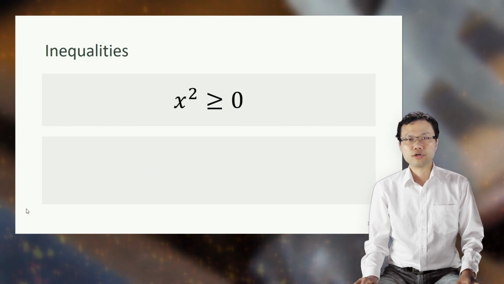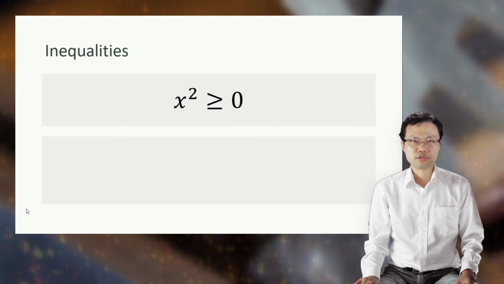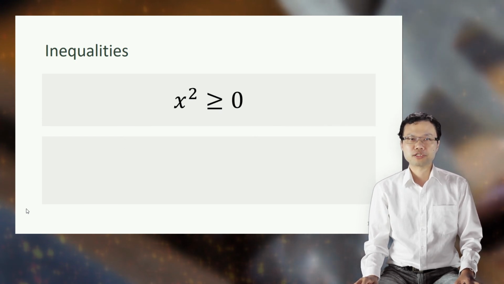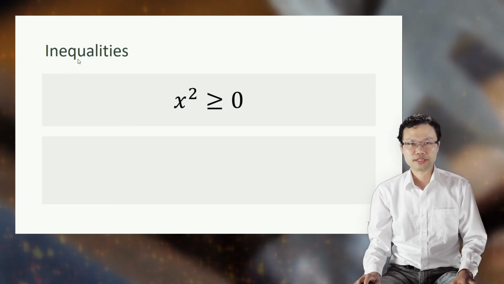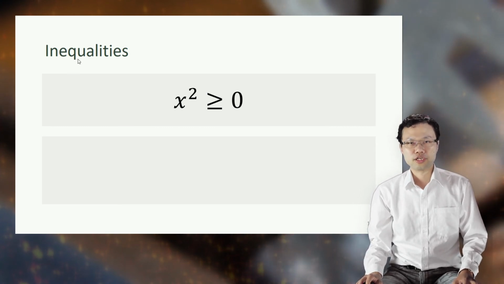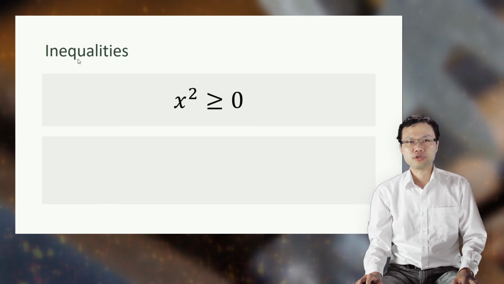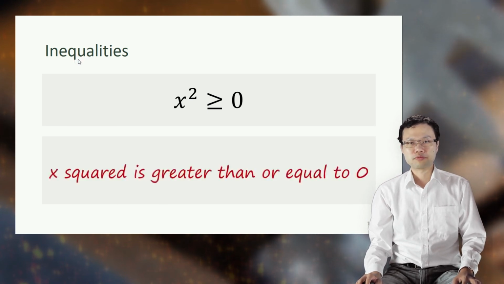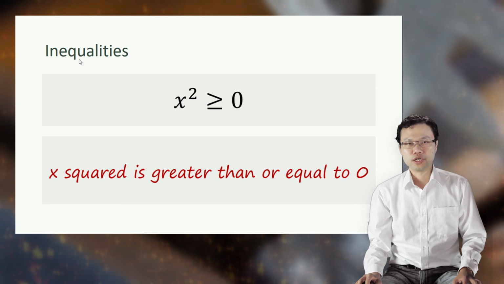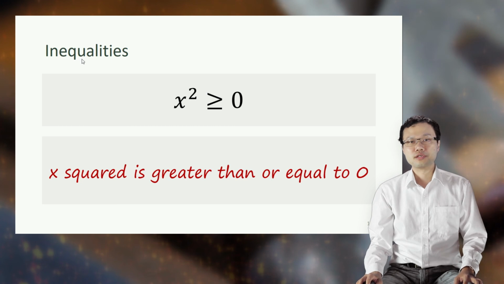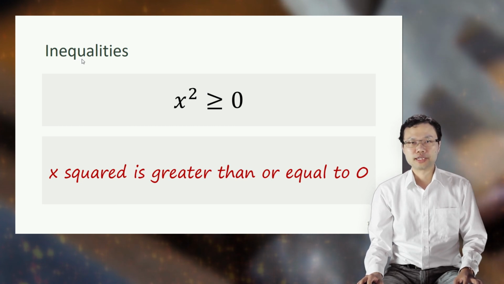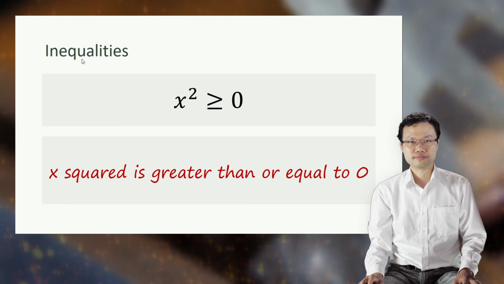For example, we know that if x is a real number, x squared must be a positive number, or 0. A real number squared cannot be negative. We call this mathematical relation x squared is greater than or equal to 0. This means x squared cannot be less than 0. Do you agree?